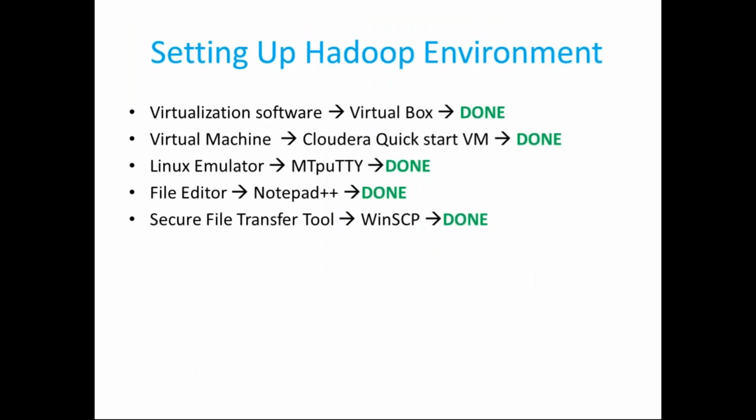Let's see. So now, Mohammed, we have seen how to download your virtualization software such as VirtualBox, how to install it. Again, we have seen how to download a virtual machine, which is Cloudera QuickVM, and then we have downloaded, extracted it, and then imported it into VirtualBox. Then we have downloaded a Linux emulator.